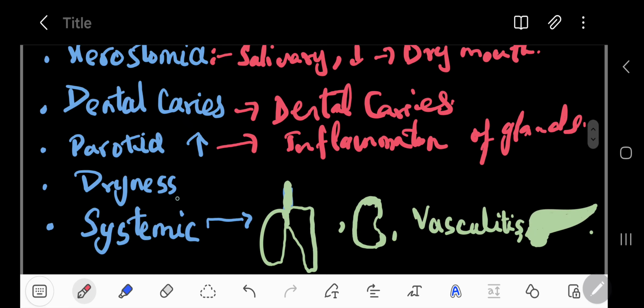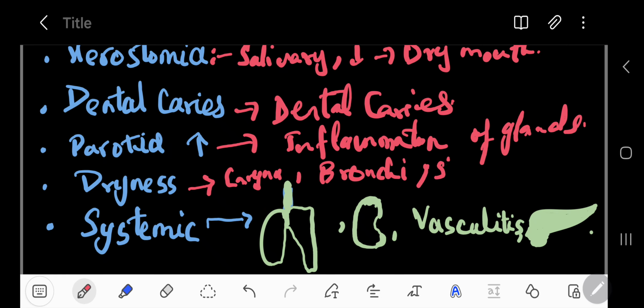There is dryness of other parts of the body, like dryness of the larynx, bronchi, skin, etc.